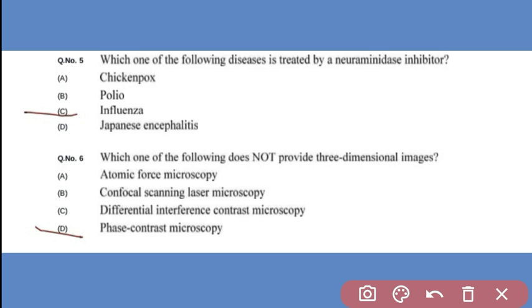Next, which one of the following does not provide a three-dimensional image? Atomic force microscopy, confocal scanning laser microscopy and differential interference contrast microscopy all provide a three-dimensional image, but phase contrast microscopy does not provide a three-dimensional image. So option D is the answer to this question.